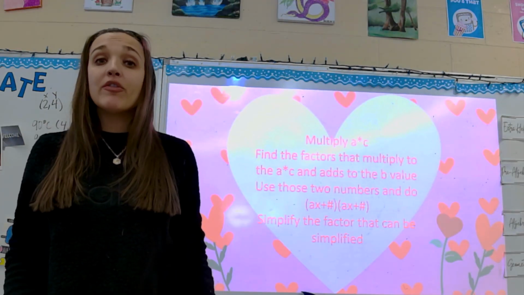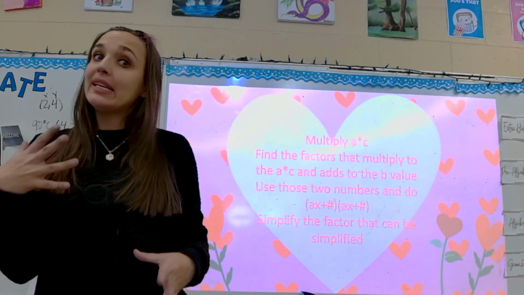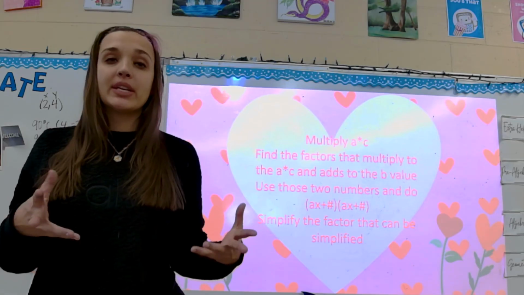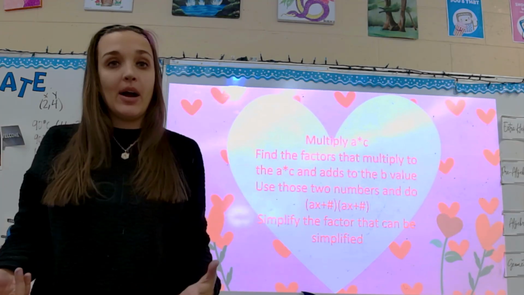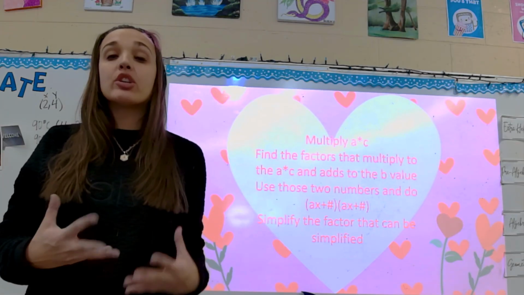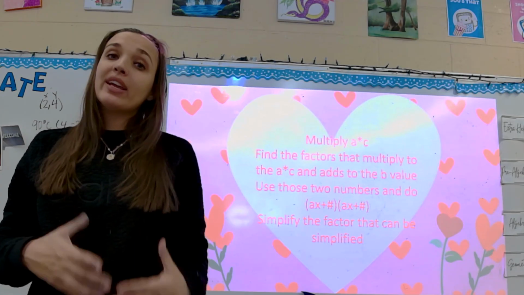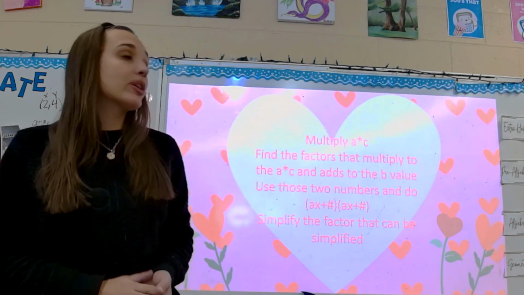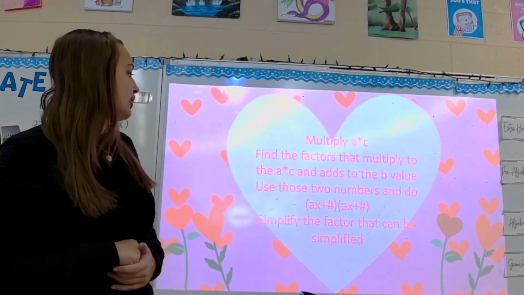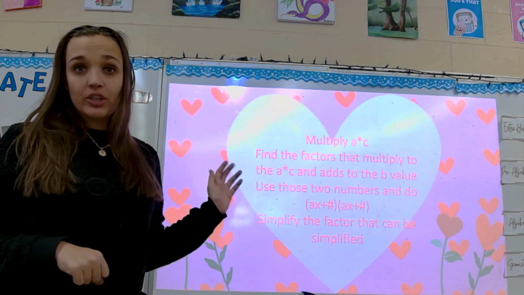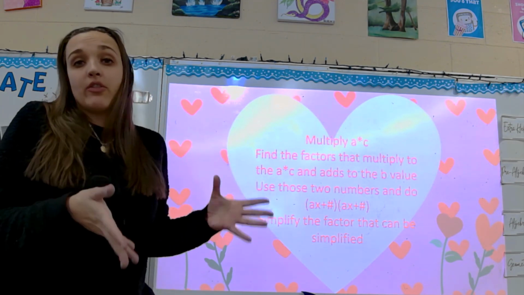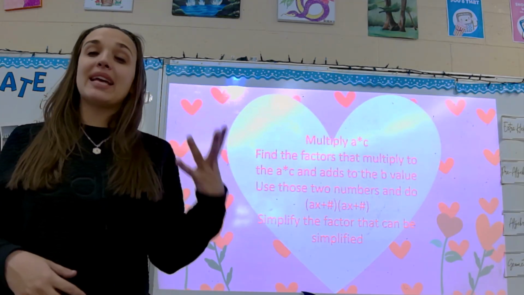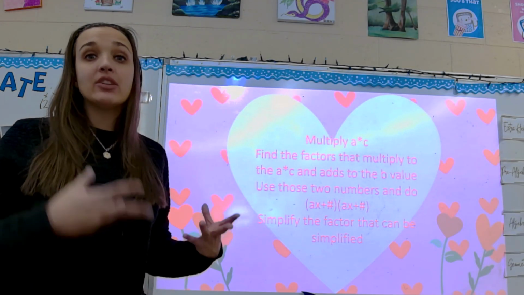So it's important to go over the steps on how to complete this easier, more efficient way of factoring when your a is not 1. First you're always going to see, is my a 1 or is it not 1? When it's not 1, we have to look, is there a GCF that I can take out? If there is, do that. Now, is my a 1 or is it not 1? If it's not 1, what we're going to do is multiply our a and our c value. Then we're going to find the factors that multiply to whatever we get for our a times our c and whatever adds to the b value.